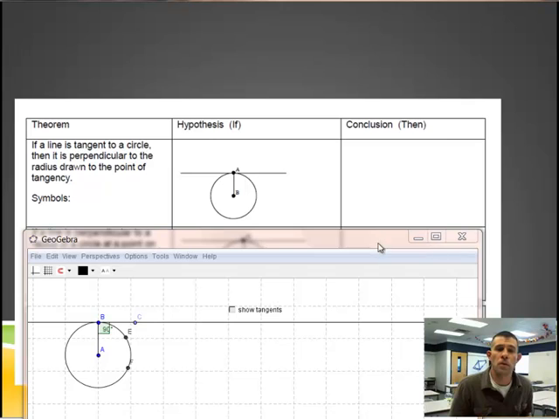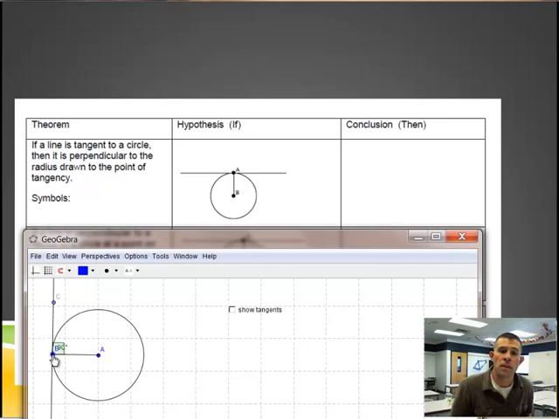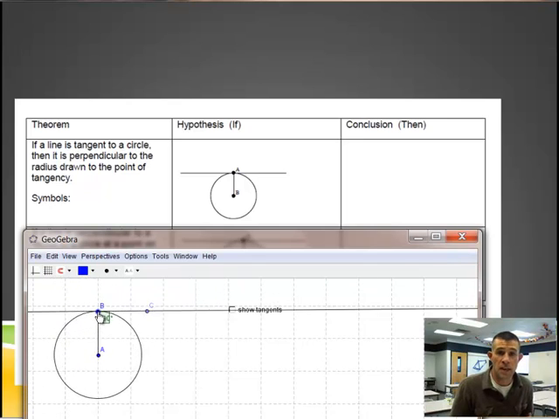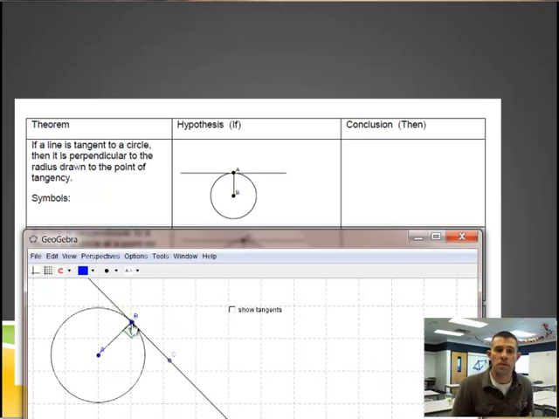Now we're going to take a look at a few theorems about circles. This first theorem, we're going to explore a tangent. A line that is tangent to a circle is always going to intersect the radius of that circle at a 90-degree angle. So you can see over here that as I drag point B around the circle, this line, CB, is tangent to the circle at point B. It's always going to intersect it at 90 degrees.